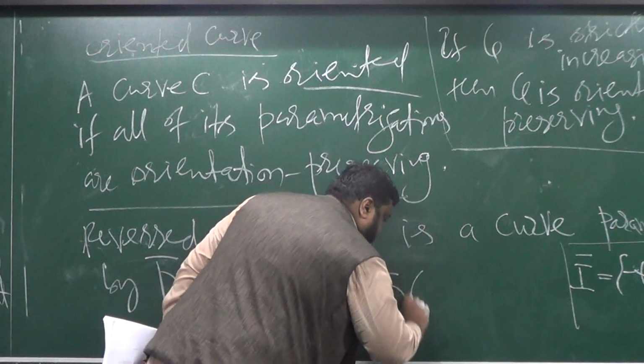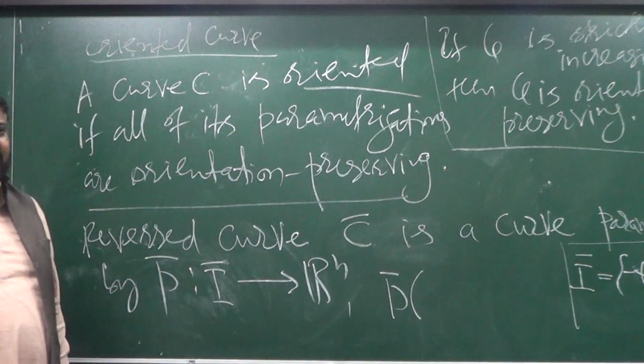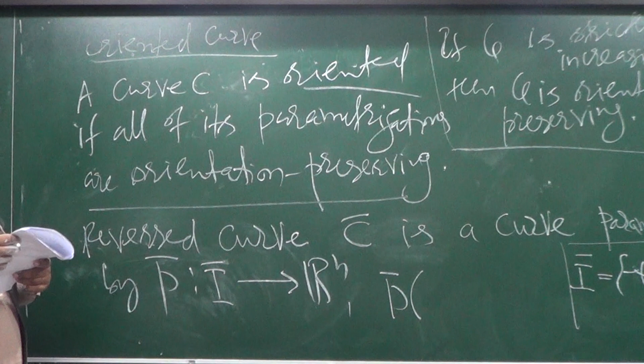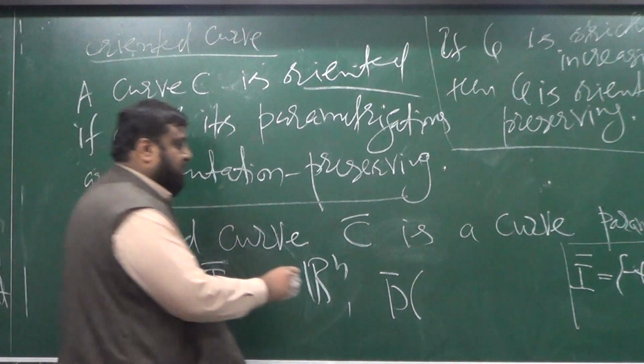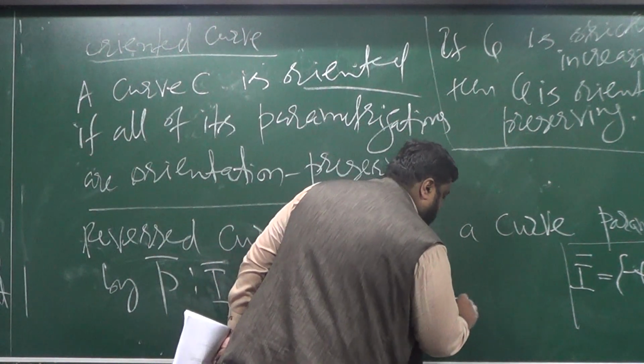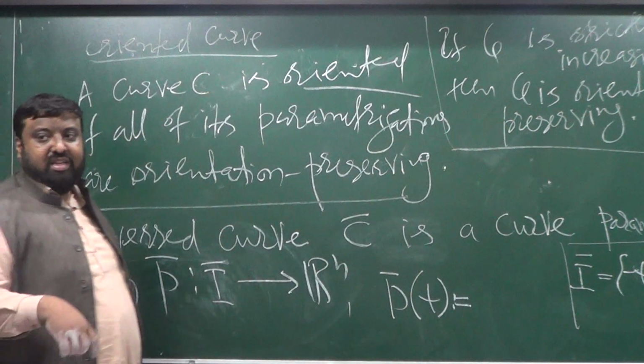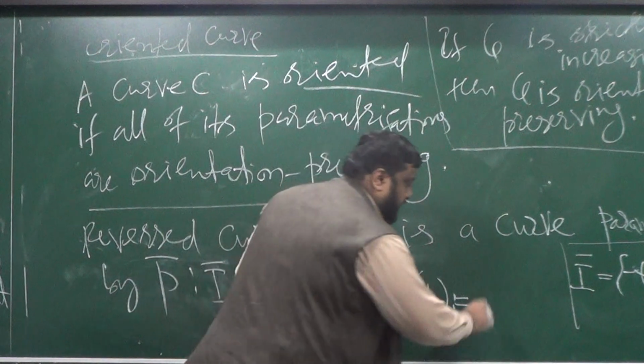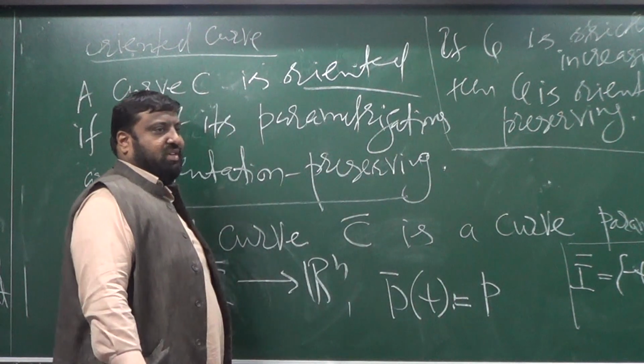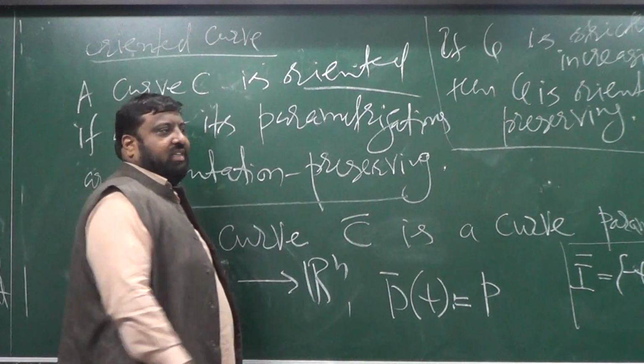How do you define the P bar of t? The P bar of t, or a point on the reverse curve, can be obtained by taking your curve P and substituting what?